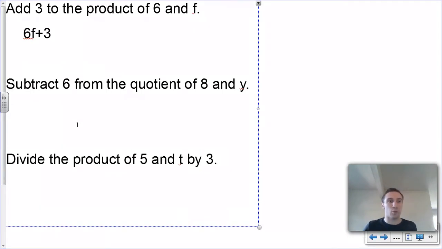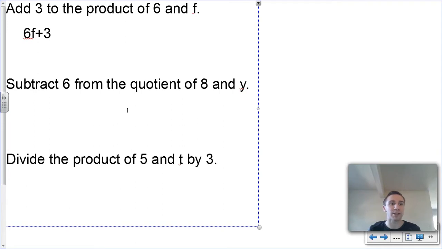This next one is going to look a little bit strange on the computer, and that's because we're dealing with quotient and division expressions. All right, so in this next problem, we're going to be subtracting 6 from the quotient of 8 and y. We don't know what y is. We don't know if this is going to be a decimal or a fraction answer yet, but we have to figure out what we're going to be doing here.